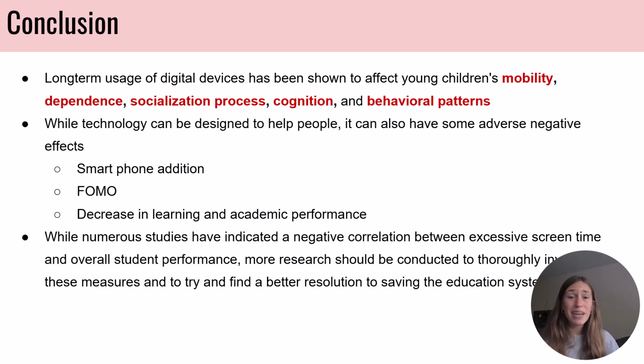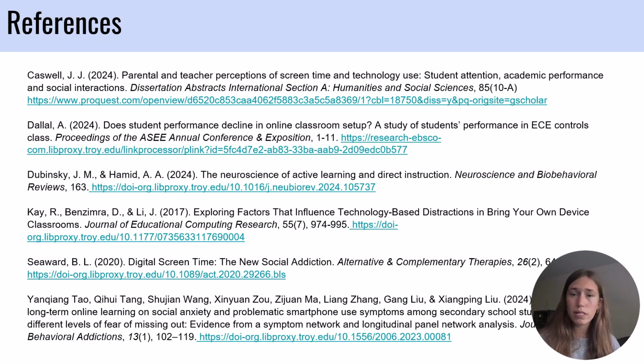And finally, there should be more research conducted examining the correlation between screen time and overall student performance. So while it does really focus on this negative correlation, I do think that with time and with more research, we could find a better resolution to saving the education system, to fixing how students think and how they learn. How can we improve that, how can we get these grades up and get students back to where they need to be? All right, so that does conclude my literature review, my presentation for today.